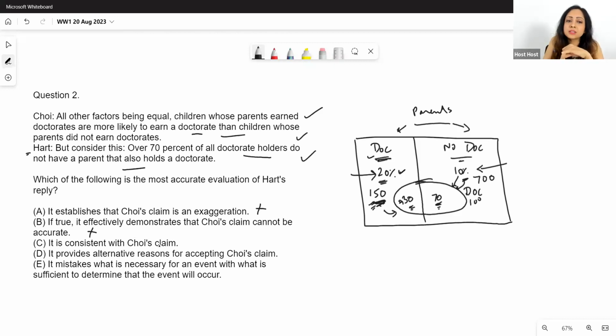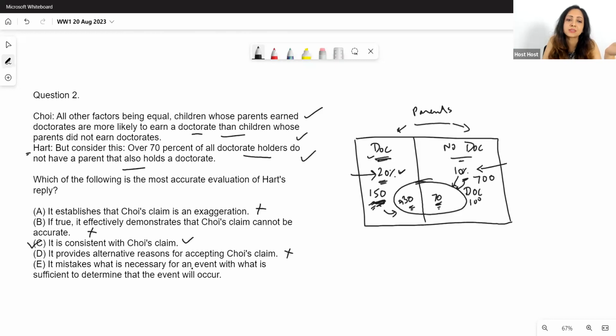Option C, it is consistent with Choi's claim. That is correct. As we said, the numbers can certainly work out in a way that they are consistent. So Hart's data is consistent with Choi's claim. There is no problem here. Let's look at our other options also. It provides alternative reasons for accepting Choi's claim. No, in fact, perhaps he was trying to give us conflicting data because he said, but consider this, right? But we found out that his data doesn't really conflict with Choi's data, right?